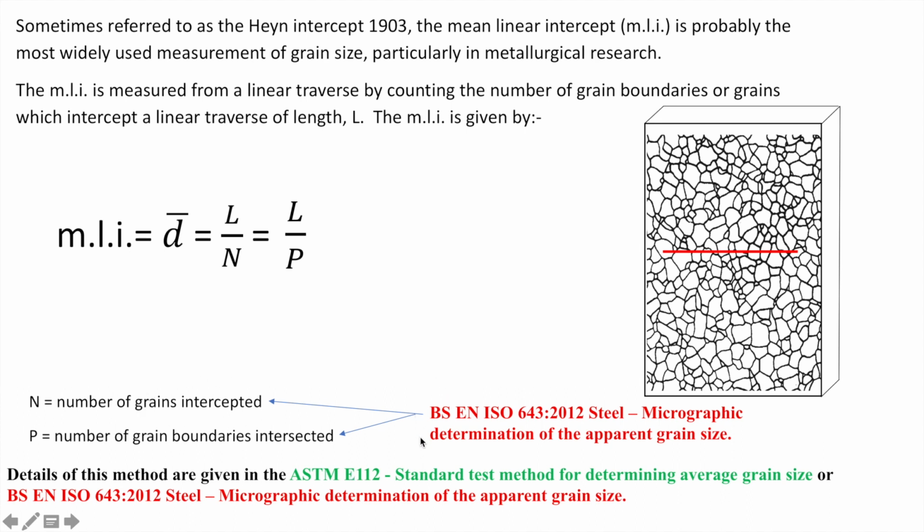Now this is made really clear in this particular standard here. And I'll tell you what, if you're going to get serious about measuring grain sizes using this method and any other method you choose to use, you really need to have a look at the ASTM E112 standard test method for determining average grain size, or the one we're going to use in this presentation, which is the British standard EN ISO 643:2012, Steels: Micrographic determination of the apparent grain size. This is the one we're going to be using. And it makes a clear distinction between the number of grain boundaries intercepted and the number of grain boundaries intersected.